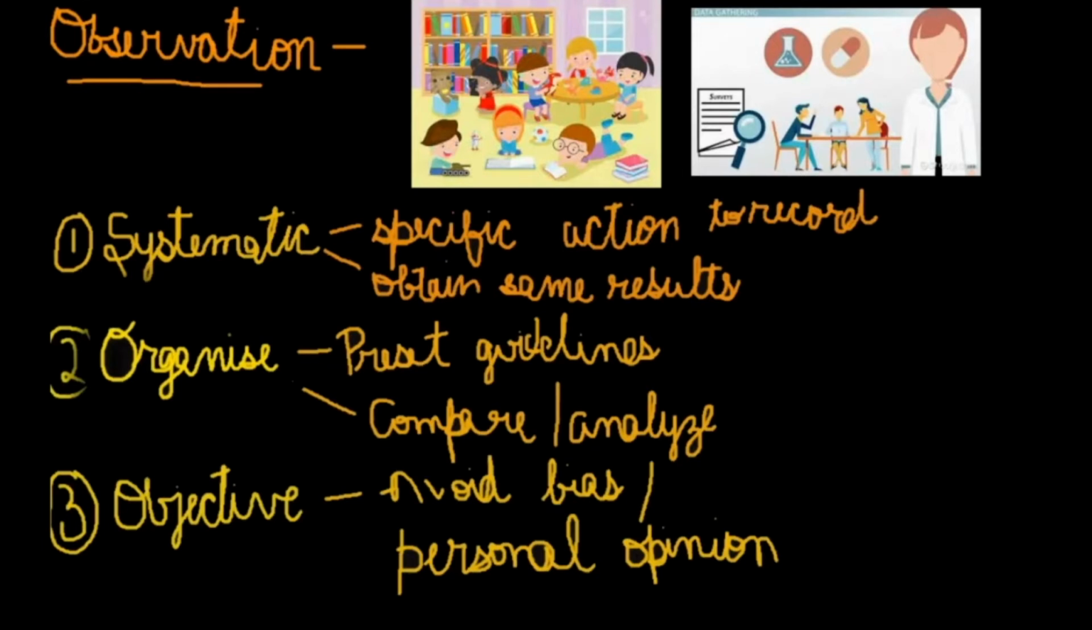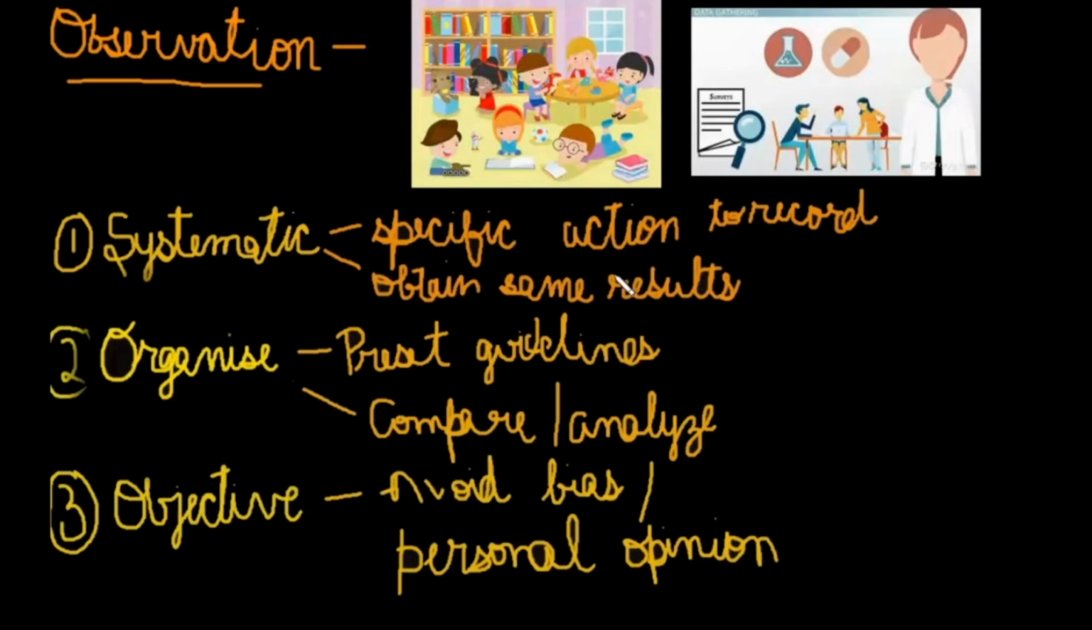First of all, it's systematic. So what do we mean by systematic? Systematic means that it involves specification of exact actions. Okay, now what do we mean by specification of the exact actions, attributes, or variables to be recorded?